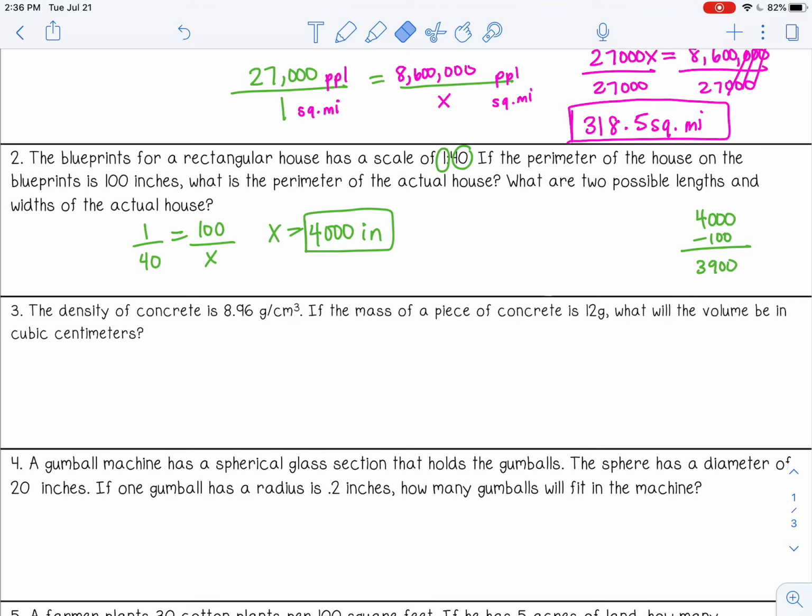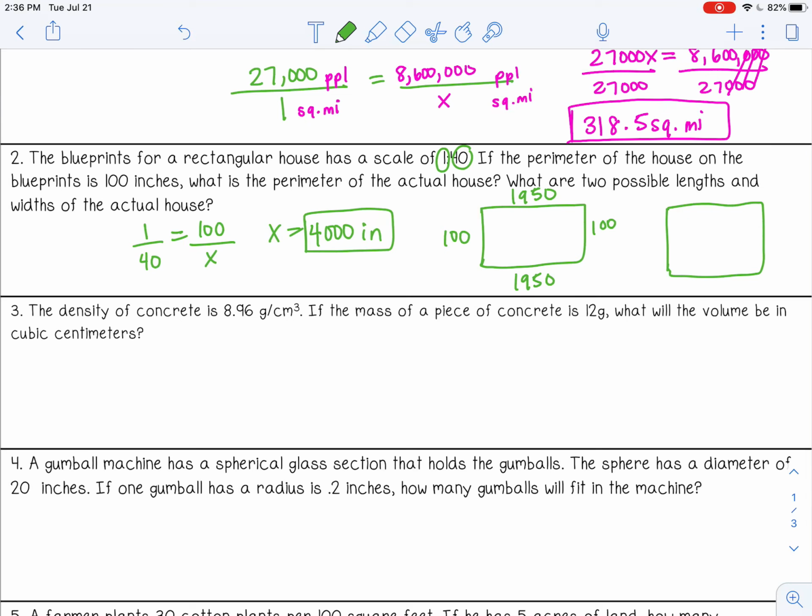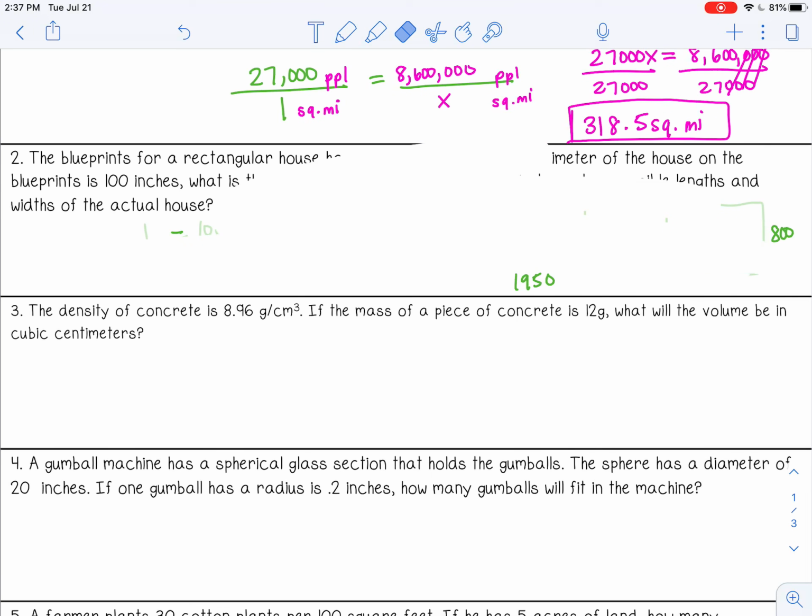Let's rewrite that. So 1950, 1950, 100, 100. That would be a really skinny house, but that's one thing that you could do. There's lots of different answers that you could have for this. Let's try one more because we want two possible lengths. Let's try to make this one a little more realistic. Okay, so 4,000. So let's say 800 and 800. All right, so I did that wrong. I need to just redo this whole thing.